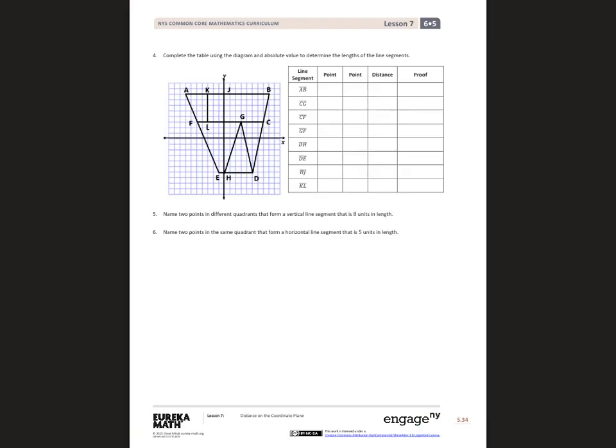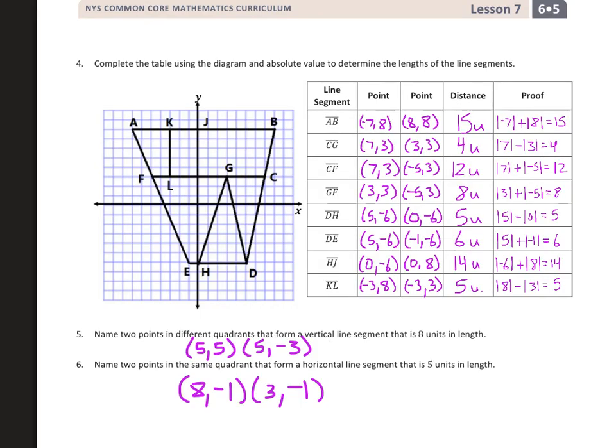Last page, make sure you try it yourself before I show you the answers. All right, so here you go. Check it out, all my points, distances, and proofs. Remember, when we're in different quadrants or we're crossing 0, meaning one of our numbers that are different is negative and one is positive in any order.